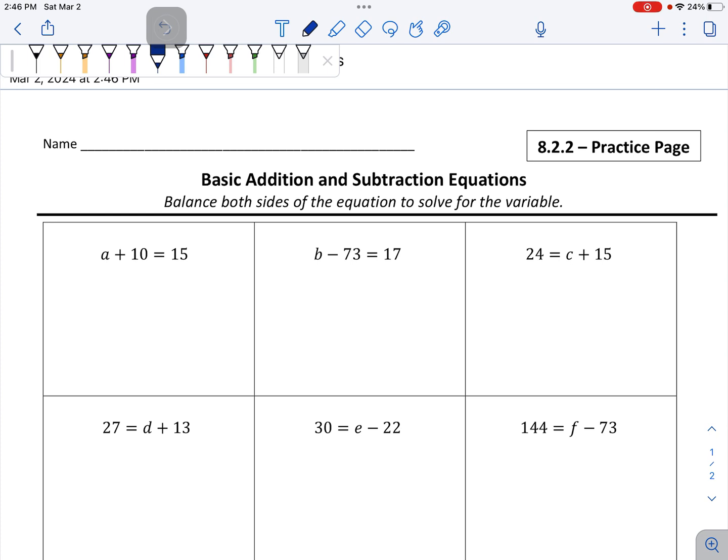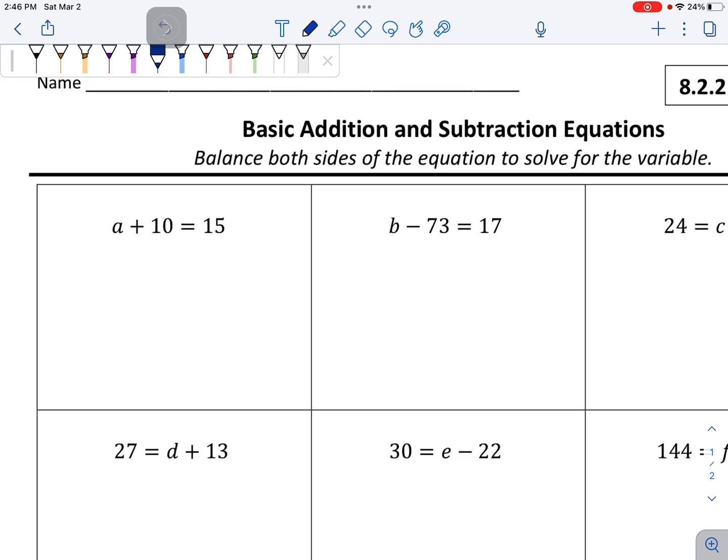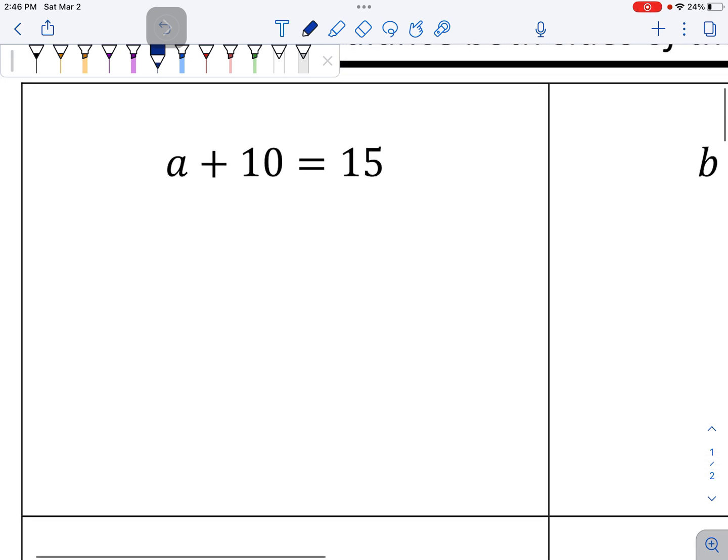We are actually going to solve for these variables, figure out what they equal, what number will successfully replace the letter. So let's do a couple together and then you will finish. I want you to remember that at the end, we want it to just say the letter equals. See how the letter is all by itself? There's no numbers, there's no operations, it's just A.